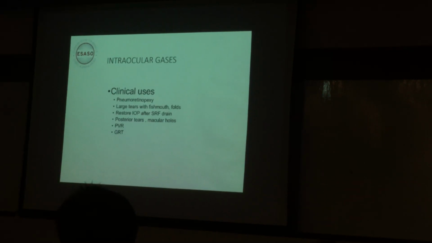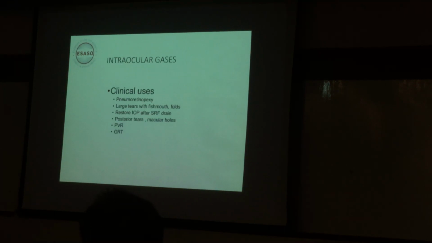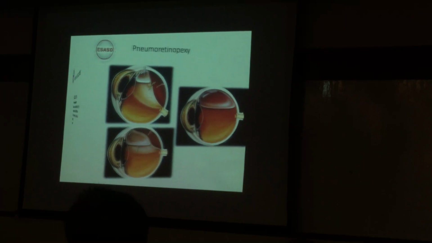So these are the intraocular uses, the clinical uses of intraocular gases. I mentioned pneumoretinopexy. We talked about fish mouthing in scleral buckling. Using gas is very useful to treat that secondary problem, that folds in the retina. You can use gas to smoothen them out. You can use gas to restore the intraocular pressure after subretinal fluid drainage. Of course, if you do vitrectomy in complicated detachments, you will use the gas.